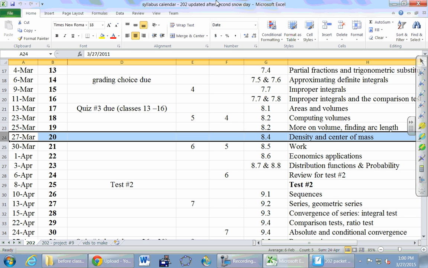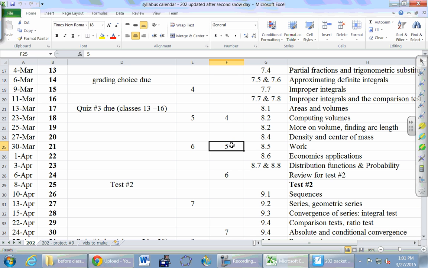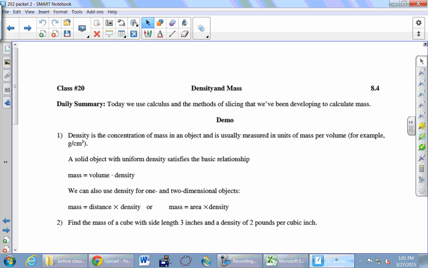The following class economics, and then a week from today probability, followed by our review day and then our test number 2. Coming up Monday will be project number 5. That's the chocolate one is due, and I will hand you project 6. Any questions on the calendar? Project 6 is due April 6th, whatever that is, Monday. Yeah, the following Monday.